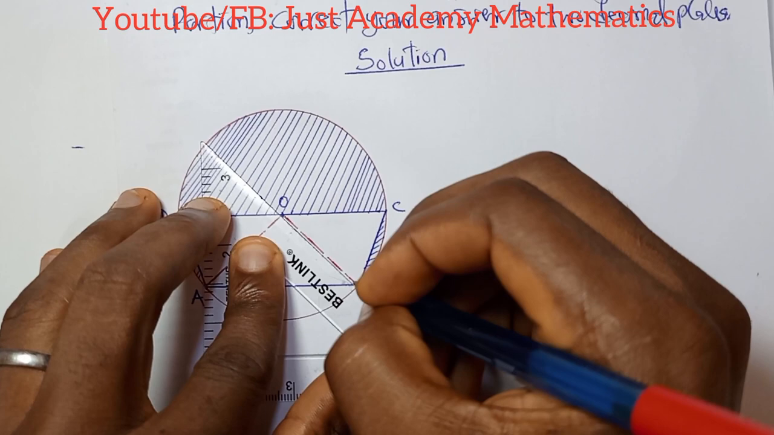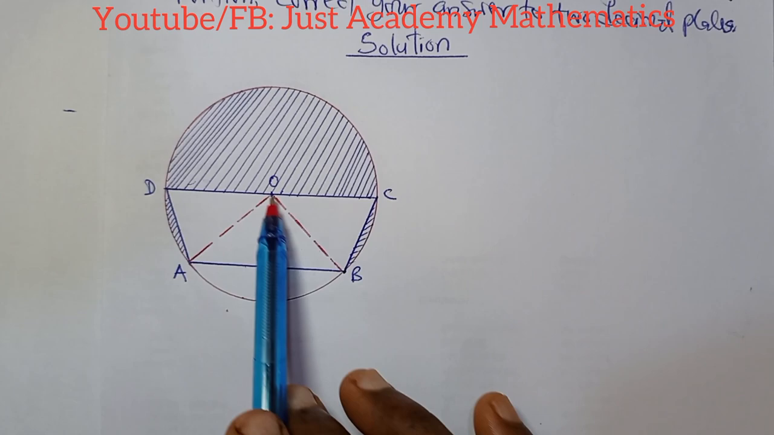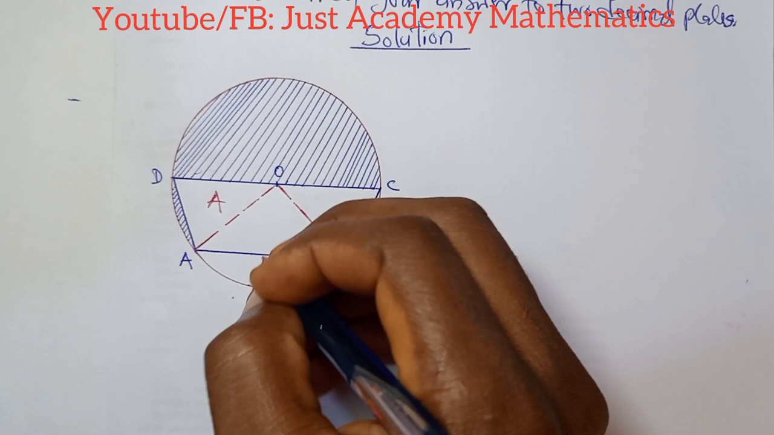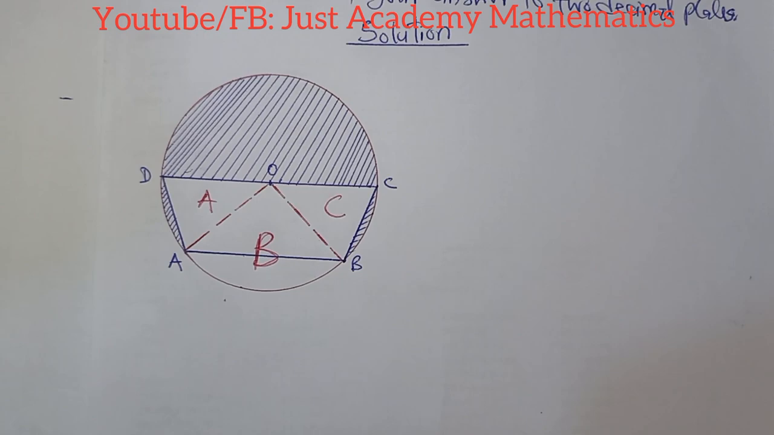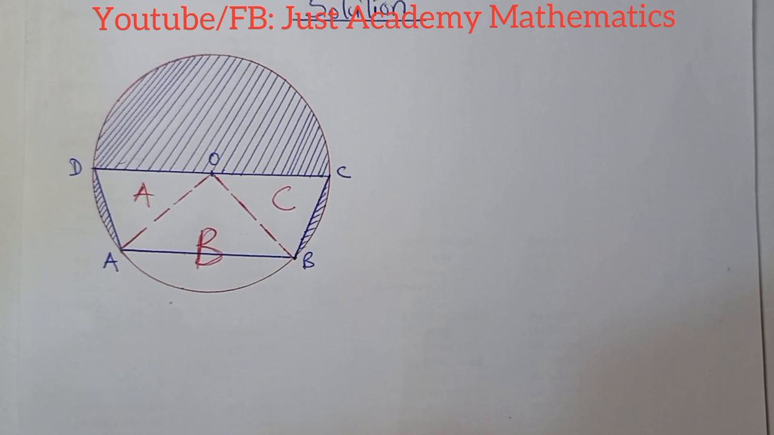Now notice that we now have one triangle AOD, triangle BOC, and sector AOB, this sector here. Let's label it. This one is A, the whole of this. Well, let's call it B, and this is C. So to get the area of this shaded portion, we'll get the area of this circle minus area of A, minus area of C, minus area of B. Okay, now what we are to do is obvious.